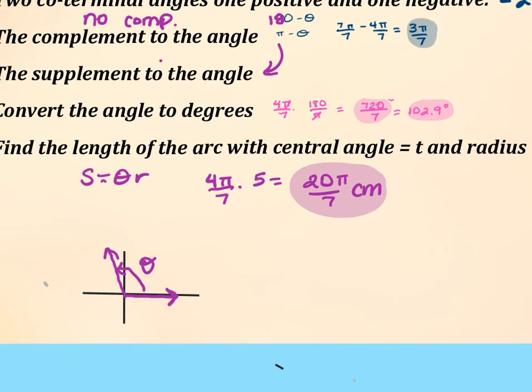And then E was find the length of the arc with the central angle and the radius. Remember that that's theta times the radius, but what has to be special about theta? Has to be in radians. So this one was already in radians. I just had to multiply by 5, and I get 20 pi over 7. You will keep that exact. You won't put that into decimal form or rounded form. You can put it in improper, but you don't need to. You can put it in mixed number, but you don't need to.